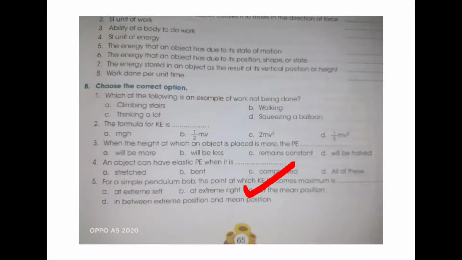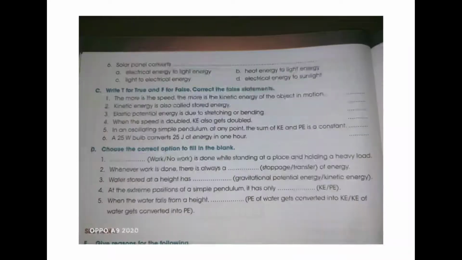Okay, so this will be the answer. Number C. Solar panel converts electrical energy to light energy, heat energy to light energy, light to electrical energy to sunlight energy. So answer is option number C. Okay, light to electrical energy.